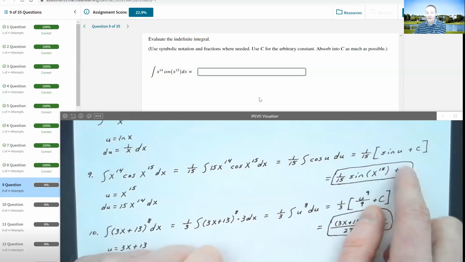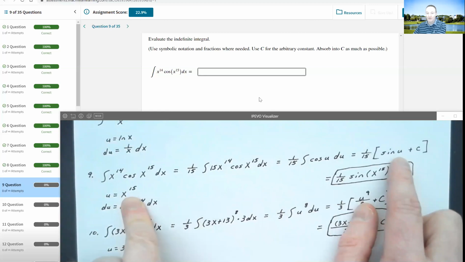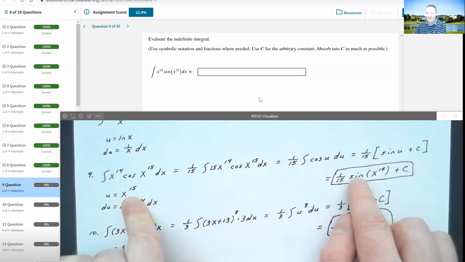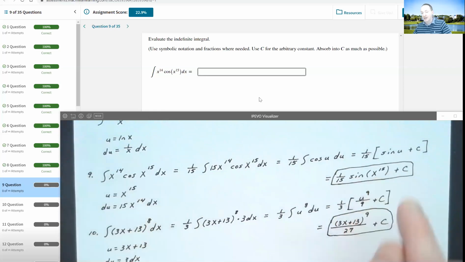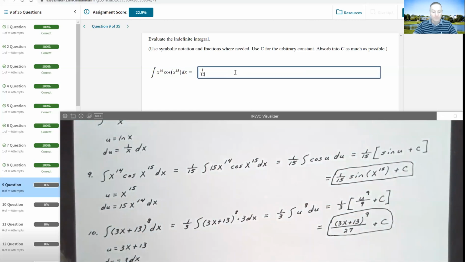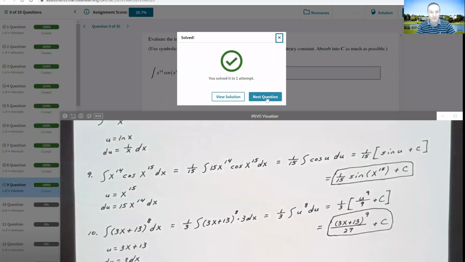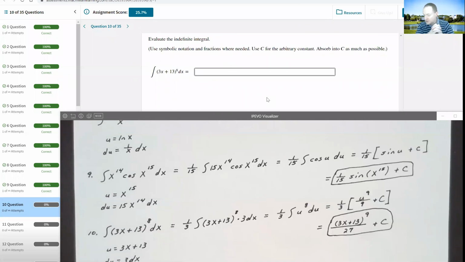And then whenever I back substitute, the u is x to the 15th. We'll get 1/15 sine of that angle, which is x to the 15th, plus your constant of integration. So 1/15 times the sine of x to the 15th power, x raised to the 15th. And I'll get out of that angle plus our constant of integration. Nice. Absolutely.